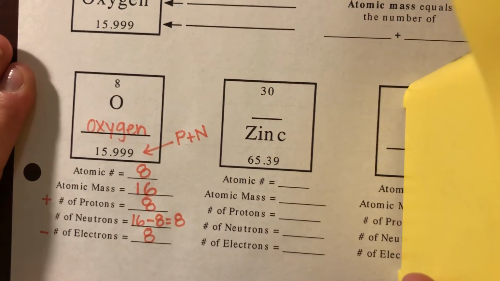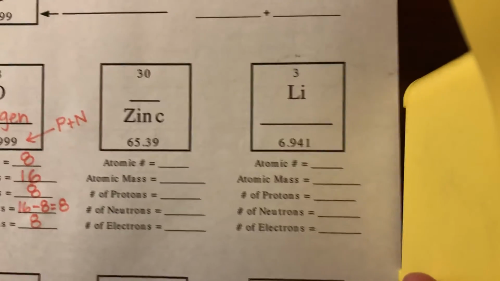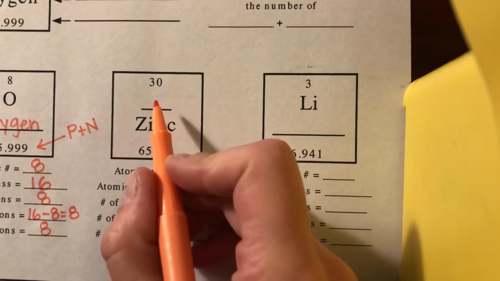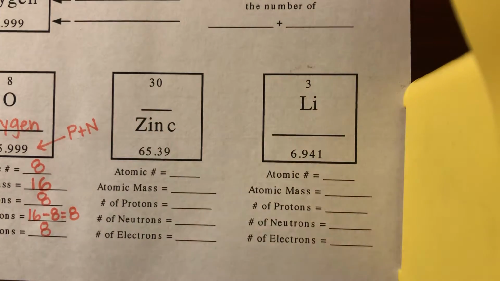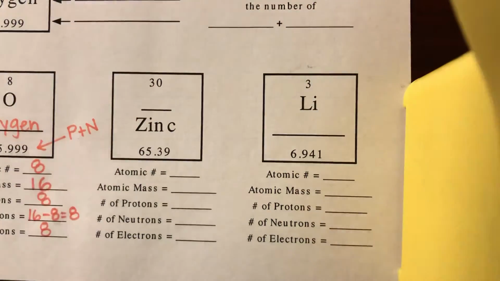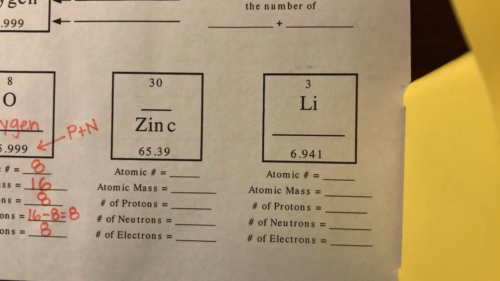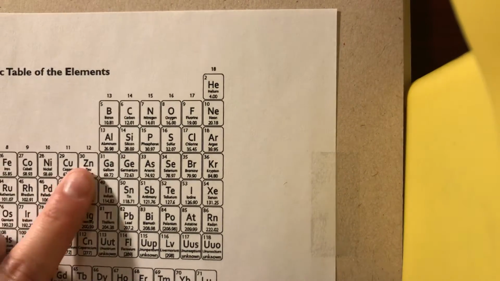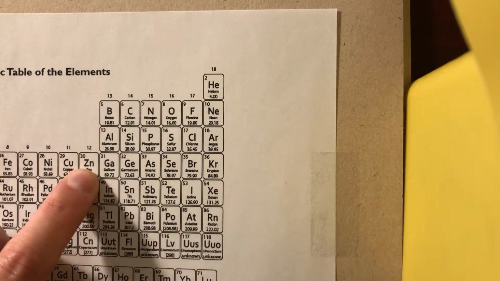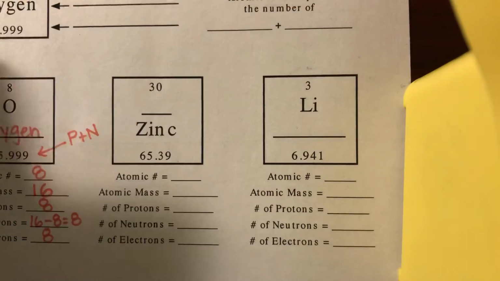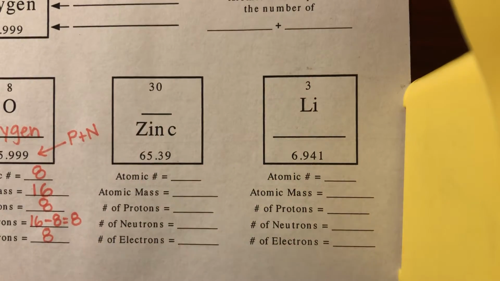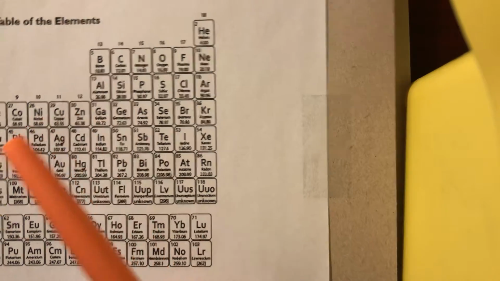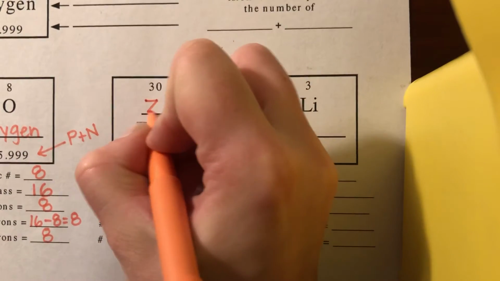If we move over here to zinc, this example is a little bit different. Okay. Zinc is number 30 on your periodic table. And so I'm going to find number 30 on my periodic table, which is right here. Okay. And the blank on this one is the symbol. So on my periodic table, I see that Zn is the missing symbol. I'm going to go ahead and fill that in, Zn.